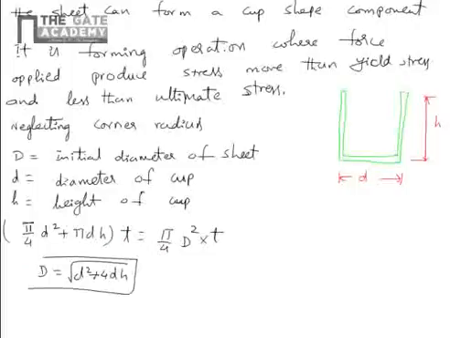So this is very important for me. By neglecting corner radius, this gives the initial diameter required to produce a cup of diameter small d and height h.